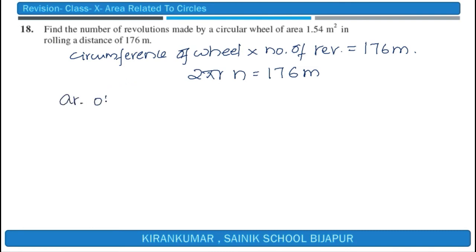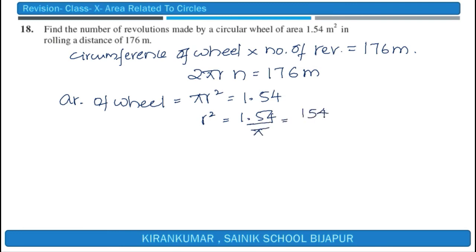And the area of the wheel will be pi r square, and they have given it as 1.54. So r square will be equal to 1.54 divided by pi. This is 1.54 divided by 22 by 7. Since I have taken the decimal out, I need to multiply by 100. So 22 by 7 times, we get 7 square by 10 square. This implies the radius is 0.7.